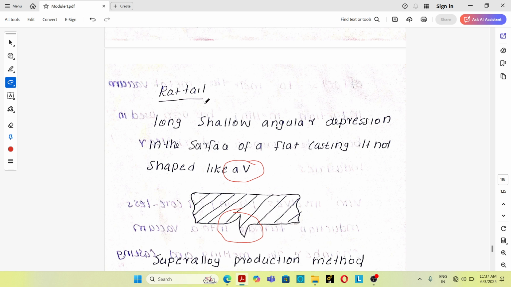So these are the classification of defects in the casting process. There are a lot of defects, so you have to understand all the types of defects. Casting defects are basically classified into surface defects, internal defects and visible defects.